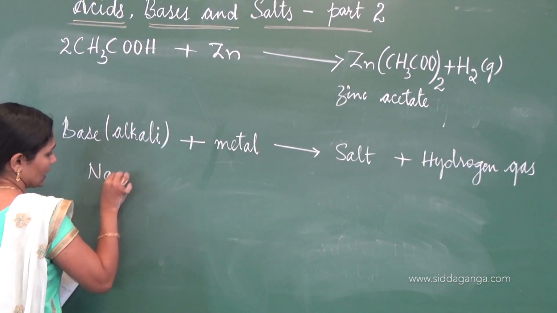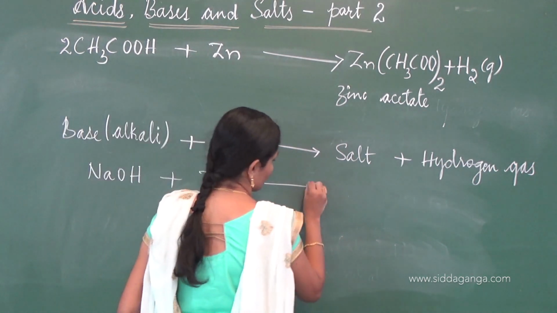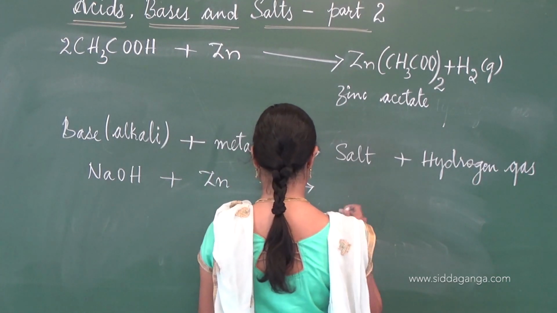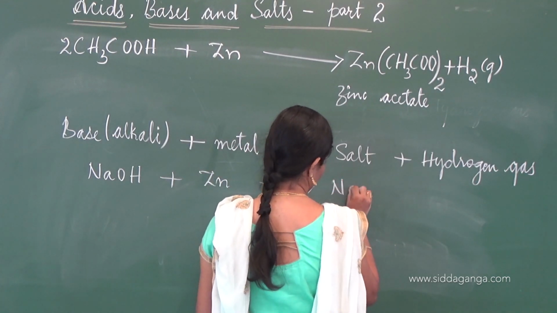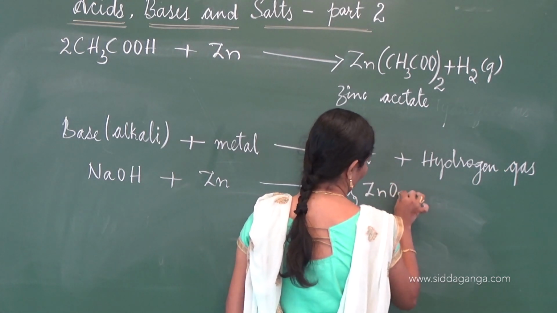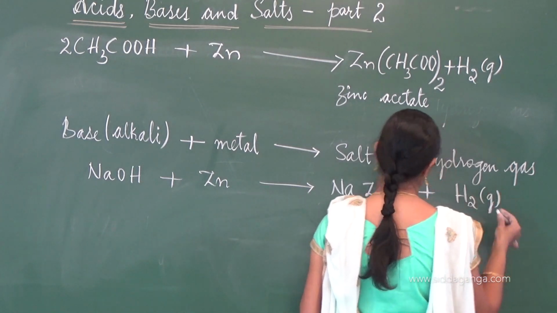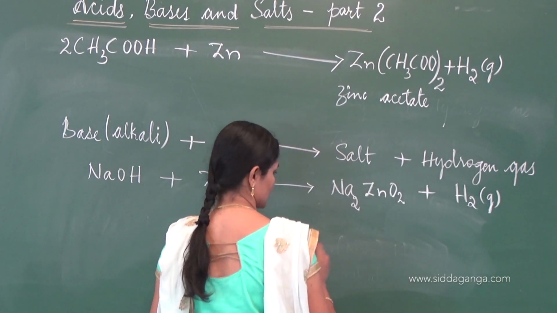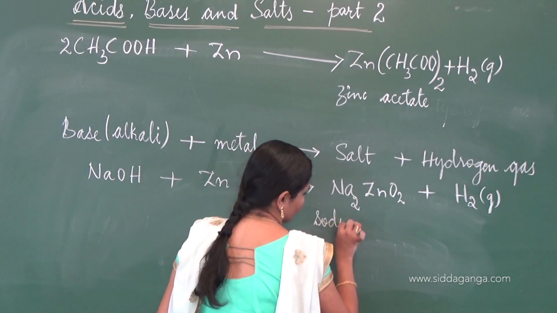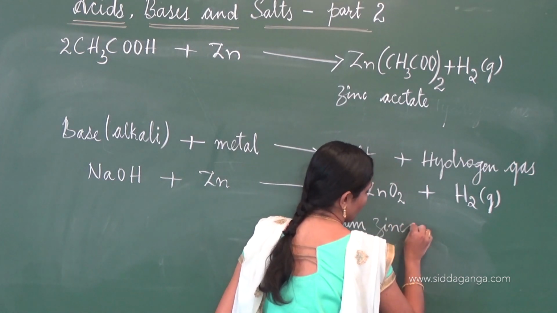NaOH is the alkali, plus Zn. The salt formed will be sodium zincate, Na2ZnO2, plus H2. So the name of the salt is sodium zincate.